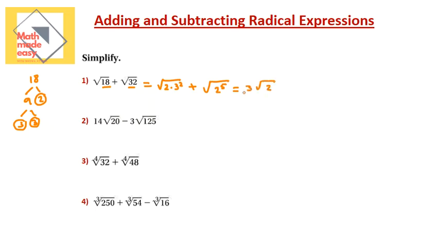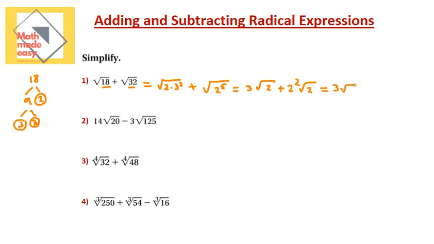So I have 3 radical 2 here for the first term. For the second term, this is 2 to the power of 5. I can take 2 to the power of 4 out. The square root of 2 to the power of 4 is 2 squared, and I still have radical 2. I can simplify this last term further.